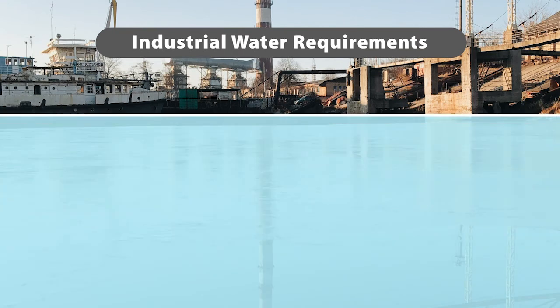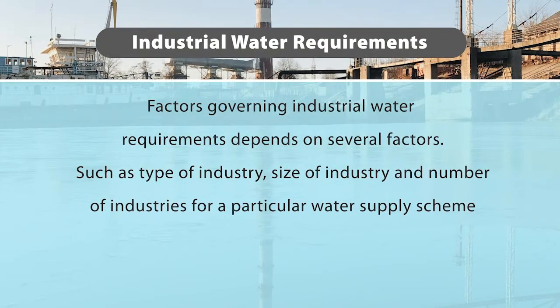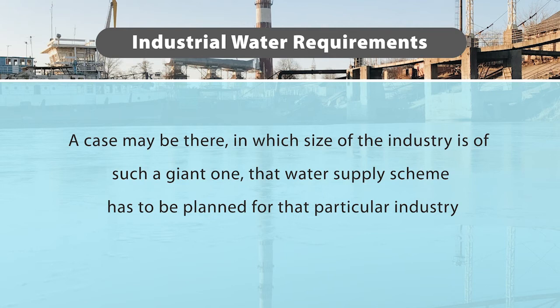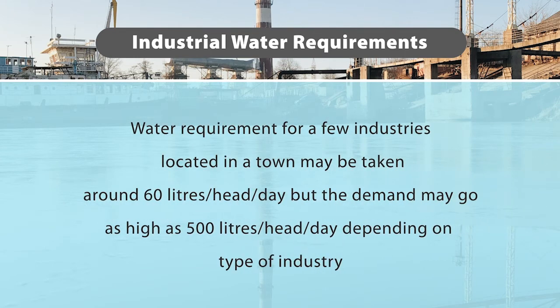Industrial water requirements. Industrial water requirement depends on several factors, such as type of industry, size of industry, and number of industries for a particular water supply scheme. A case may be there in which the size of the industry is so giant that the water supply scheme has to be planned for that particular industry. Water requirement for a few industries located in a town may be taken as around 60 liter per head per day, but the demand may go as high as 500 liter per capita per day, depending on the type of industry.